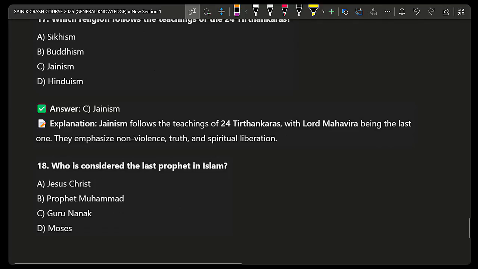Time up. Two students said Jesus Christ, wrong answer. Two students said Guru Nanak, wrong answer. Two students said Moses, wrong answer. And 9 of them gave the correct answer, Prophet Muhammad.